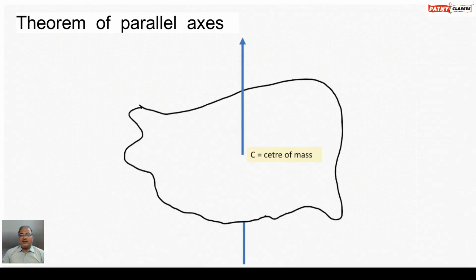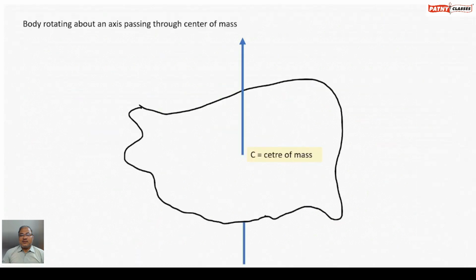The axis of rotation passing through center of mass. The body is rotating about the axis passing through the center of mass.